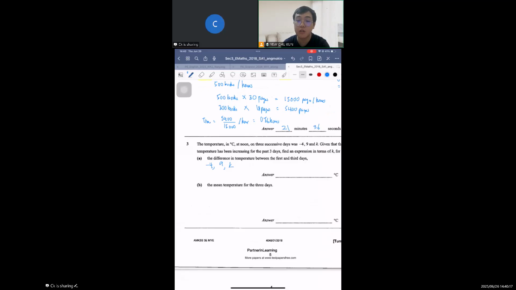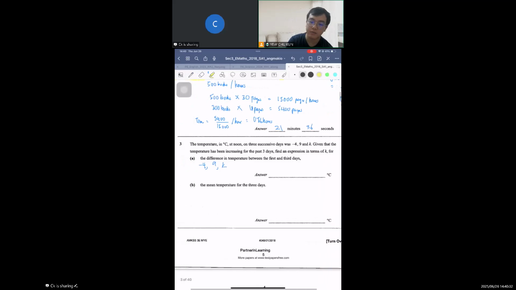So how are we going to do this? We have an unknown here. Carefully, we need to read the question carefully. The question said the temperature has been increasing for the past 3 days. So -4, 9, and k. So k is bigger than 9 and -4. So -4, 9, and k. It should be this.